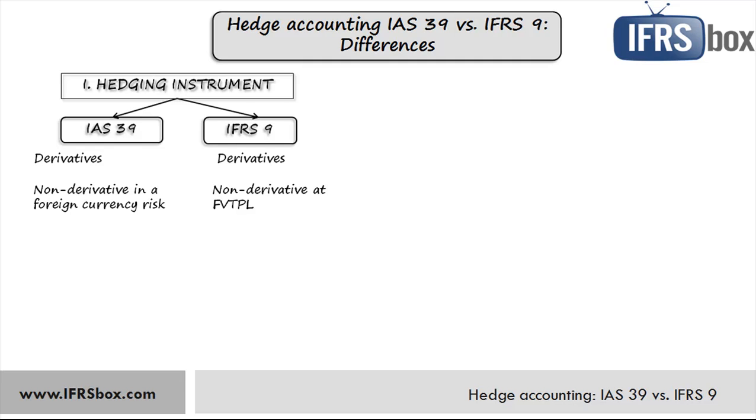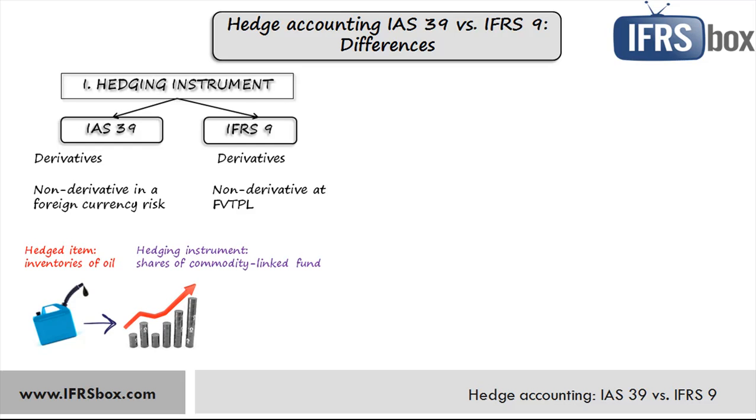As an example, let's say you have large inventories of crude oil and you would like to hedge their fair value. Therefore, you can make an investment into some fund with a portfolio of commodity-linked instruments. Well, in line with IAS 39, you cannot apply hedge accounting, because in a fair value hedge you can use only some derivative as your hedging instrument. But in line with IFRS 9, you can apply hedge accounting because IFRS 9 allows designating also non-derivative financial instruments at fair value through profit or loss. So I assume your investment into the fund would meet this condition.